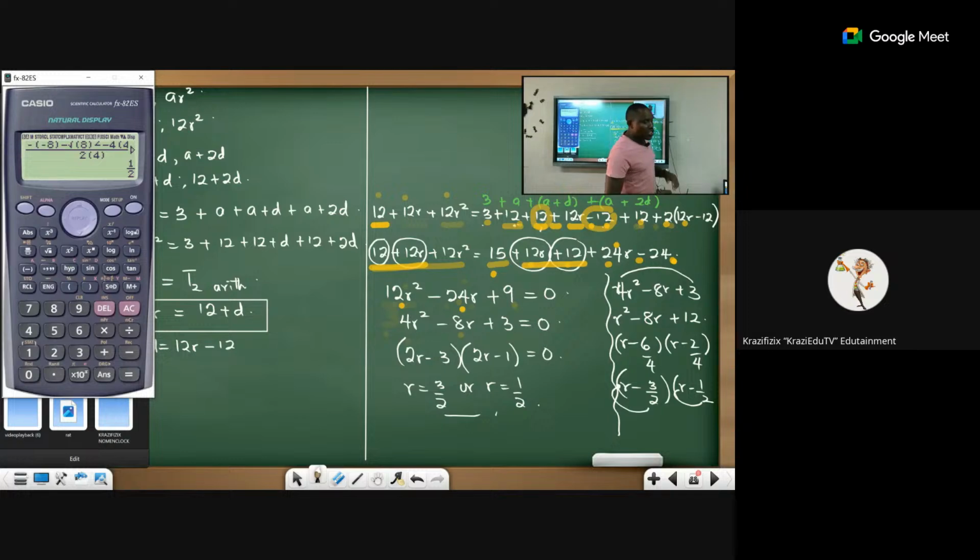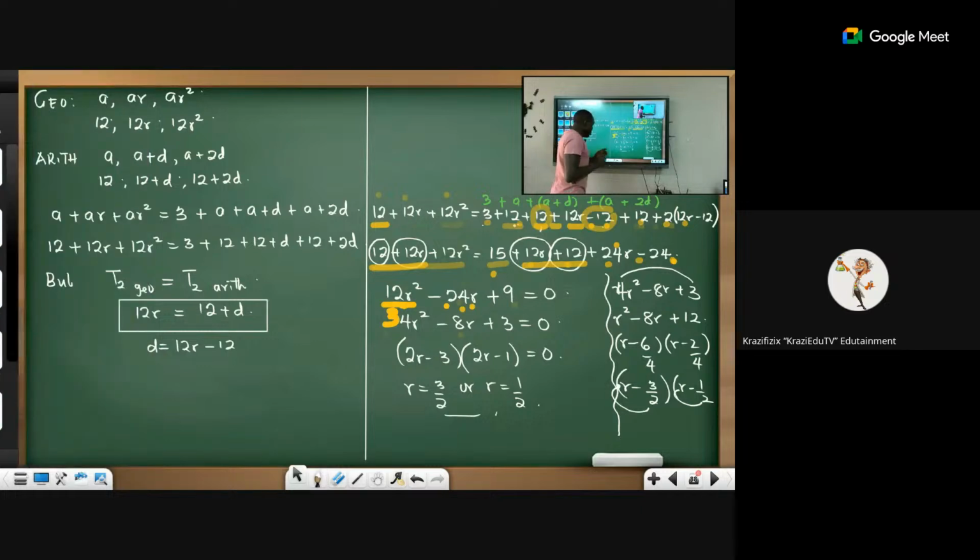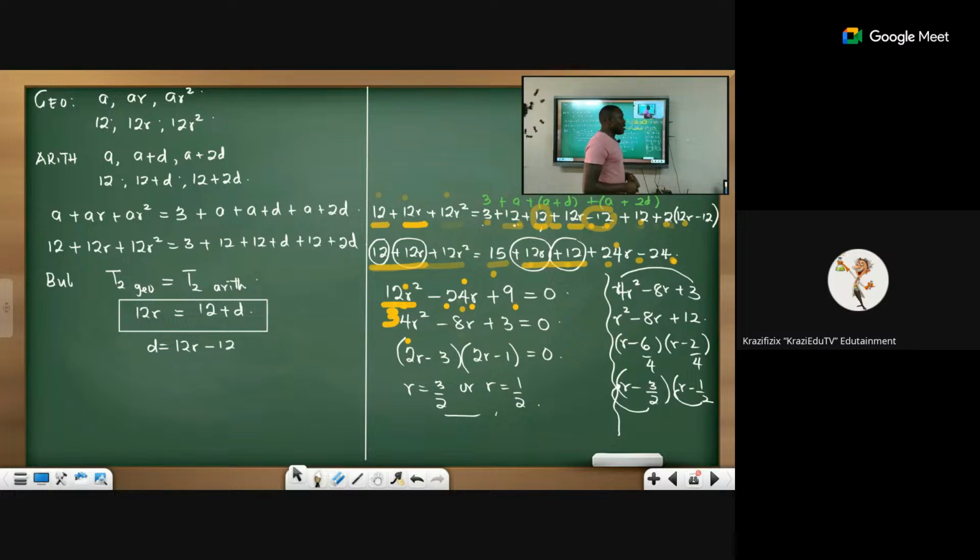Please break down the English into small steps of maths. The sum, change it into addition: 1 plus 2 plus 3. Use mathematical steps. Remove the maths from the English and you'll be okay. Are we all good? Okay, let's look at 3 more questions for this morning.